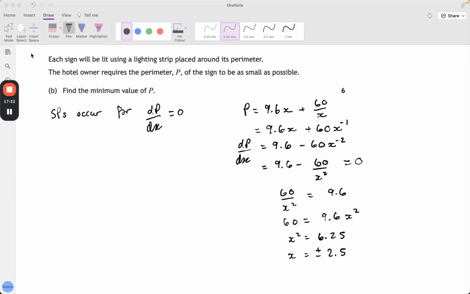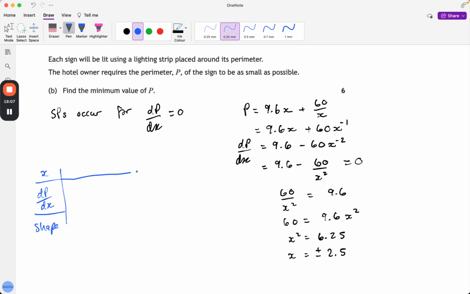Okay, so now that we have our values of x, we have to just determine which one is a minimum, because we want to know the minimum value of P, and we're not sure whether this 2.5 and minus 2.5 is potentially a maximum value or a point of inflection. So we have to do our little nature table. I'll do the nature table over here. I'm just going to do it in blue so it's obviously a different part. But you have to do all of this to get your full marks. So we're going to have our value of x, we're going to have our dP by dx, and then we're also going to have just our general shape, or slope you can write as well. Doesn't matter.